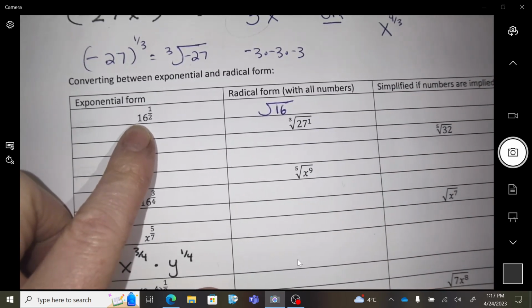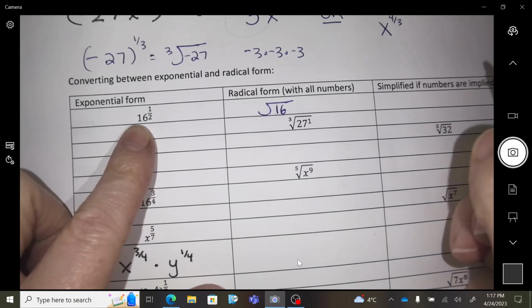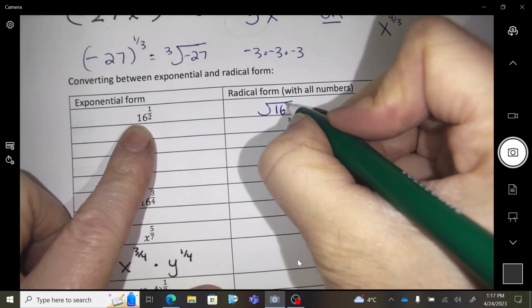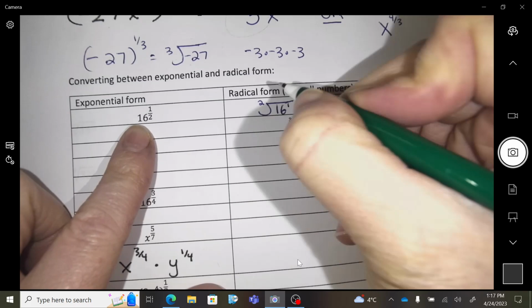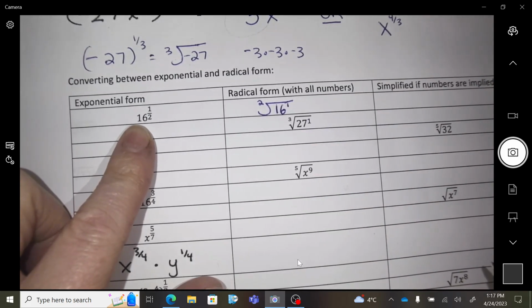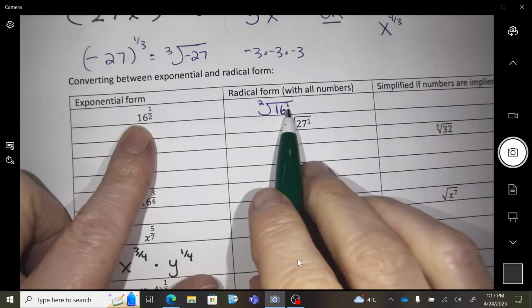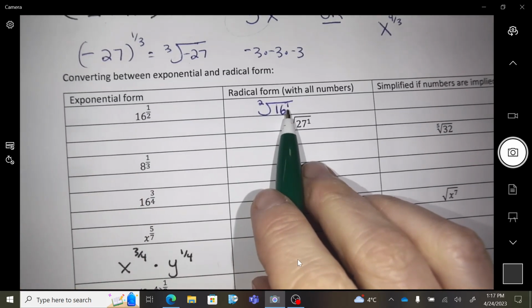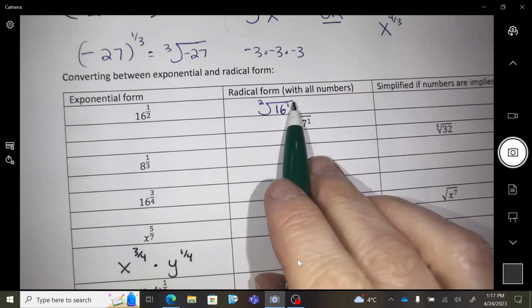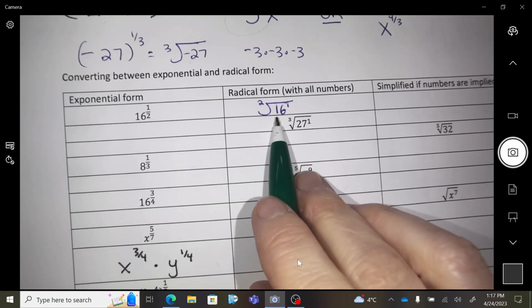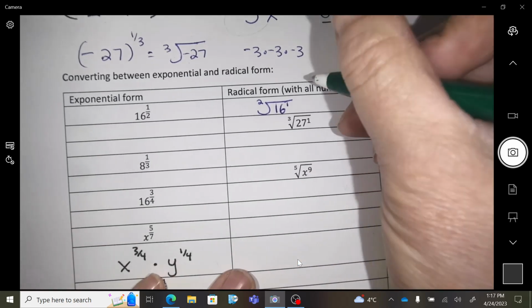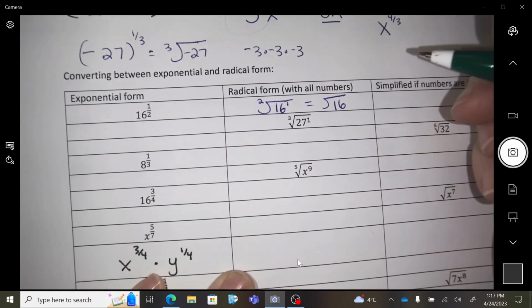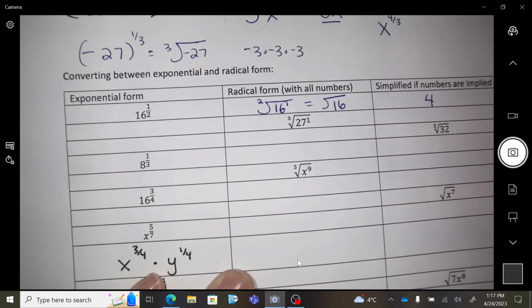And technically, here's what happens. It's a 16 to the 1 and the second root. That's technically what it is doing. In math, when we have a 1 exponent, we don't write it. And when we do a square root, we don't write the 2, because it's just a common fact that when you square root something, it's the second root of it. So simplified would be 4.